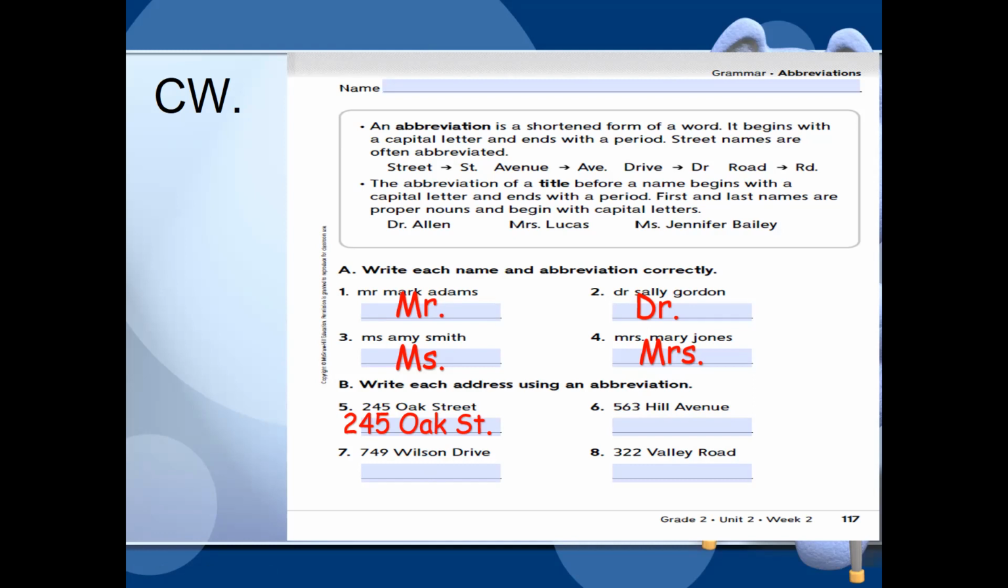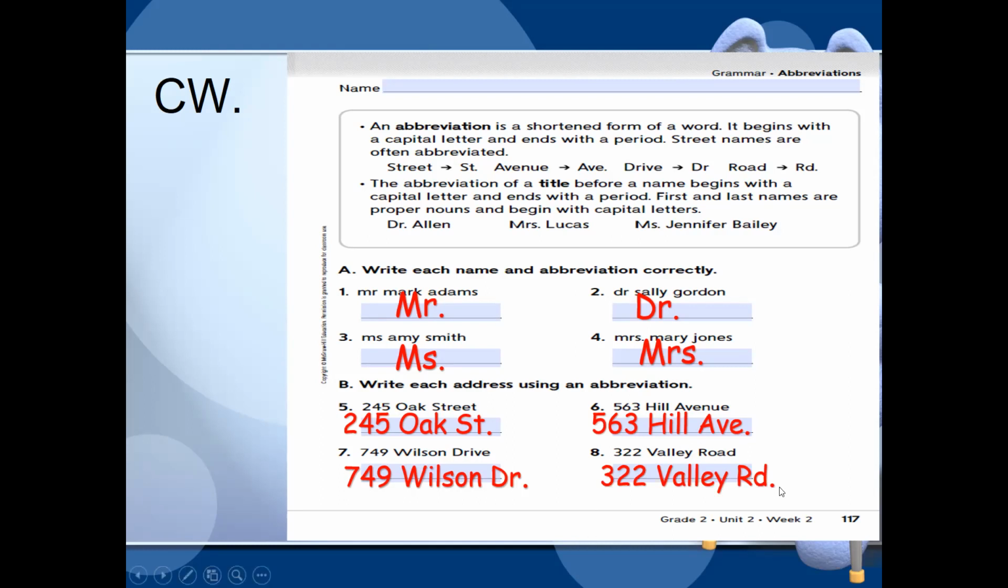563 Hill Avenue. Exactly. Ave. and a period at the end, and we start with the capital letter. 749 Wilson Drive. Good job. The word drive, Dr. with a period. 322 Valley Road, the word road, short way of writing it, Rd., the period at the end.